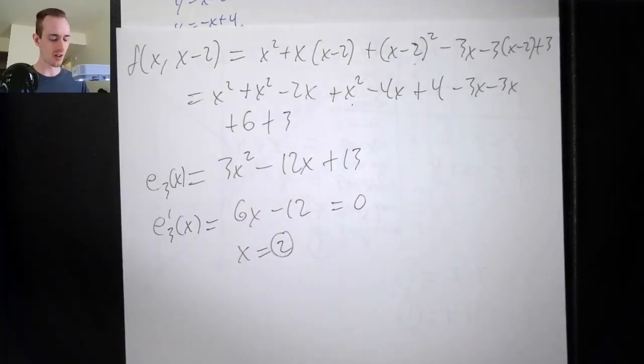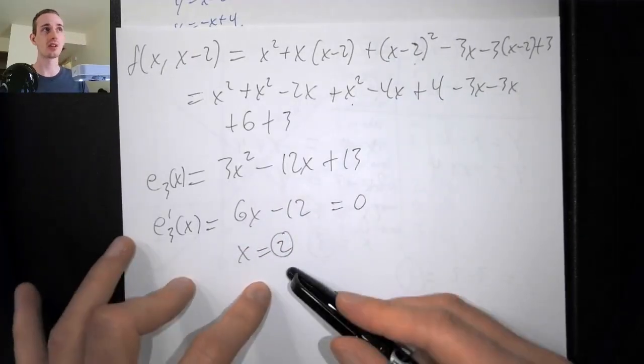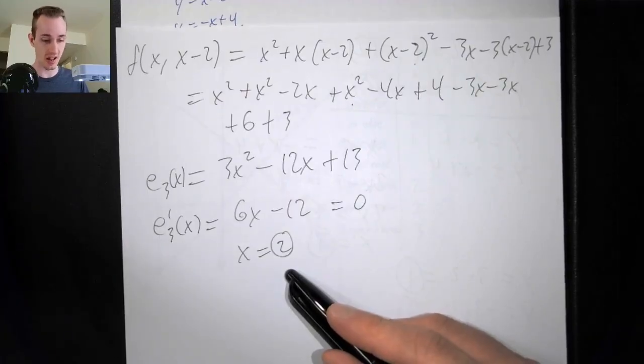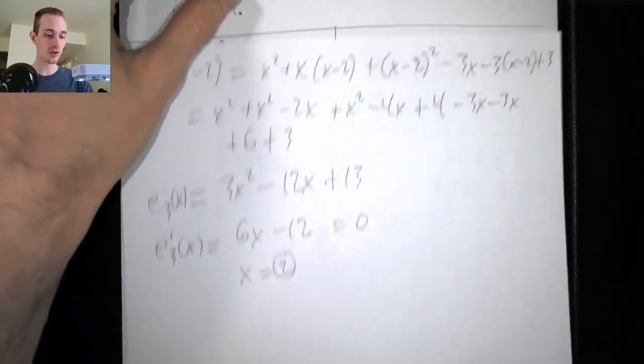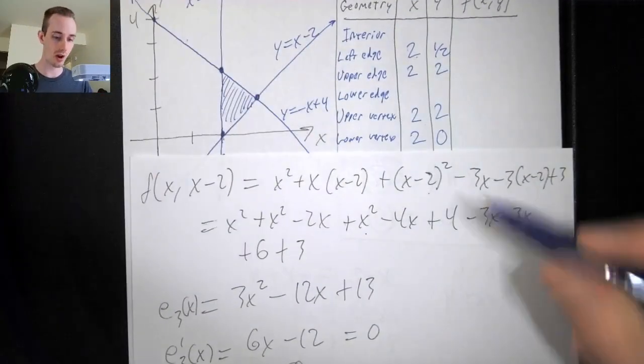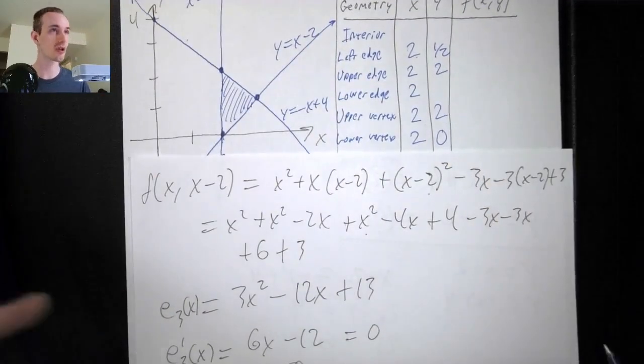Kind of coincidentally there, I would expect to get different answers for these. I wouldn't expect them necessarily to be the same thing. Just coincidentally, we get x equals 2 for all of them. All right, we'll plug that into the table. For the third edge, x is 2. So the lower edge, x is 2 once again, for some reason.